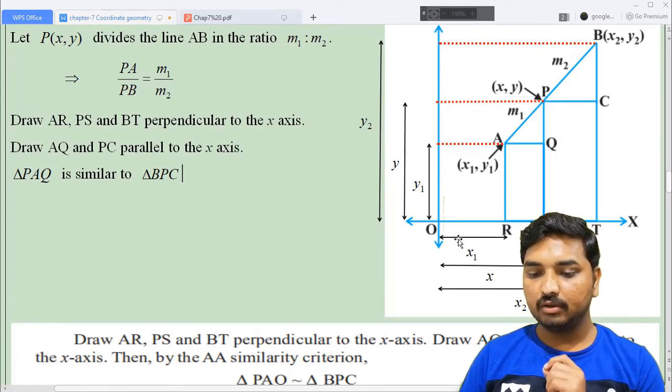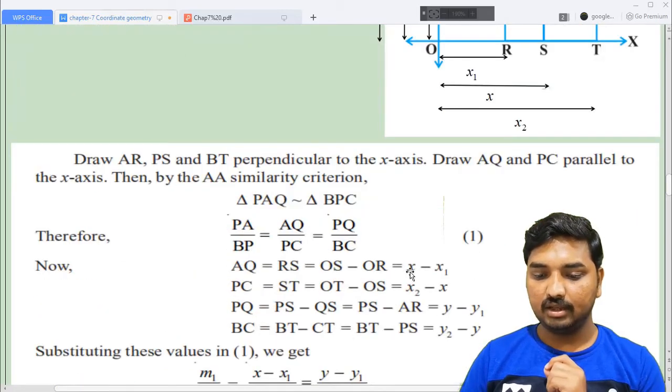Now look at here, O to R distance is x1. I have converted this in the previous derivation already, because the x coordinate of A is x1, that's why O to R is x1. And then the x coordinate of P is x, so O to S total distance is x, and the x coordinate of B is x2, so O to T total distance is x2. Now I want AQ, which is equal to RS. To get RS, you need to calculate x subtract x1, that is x minus x1.